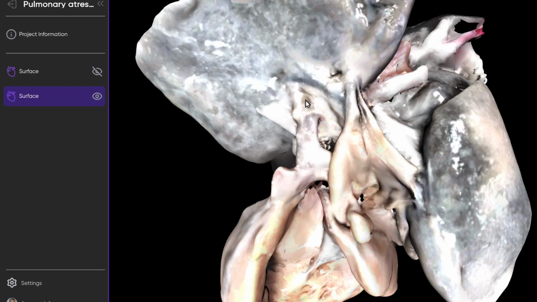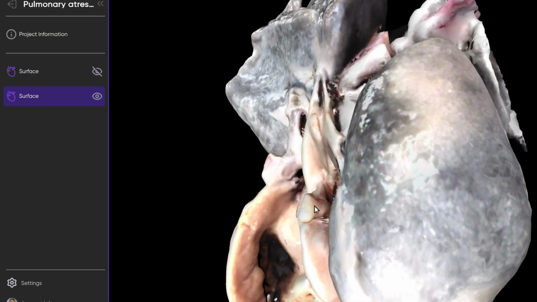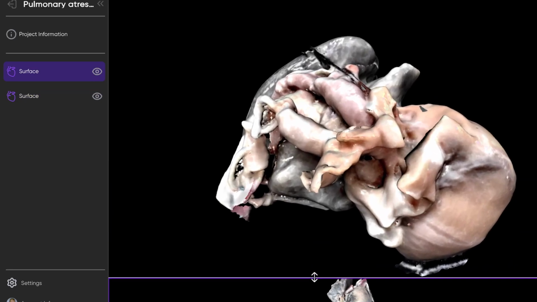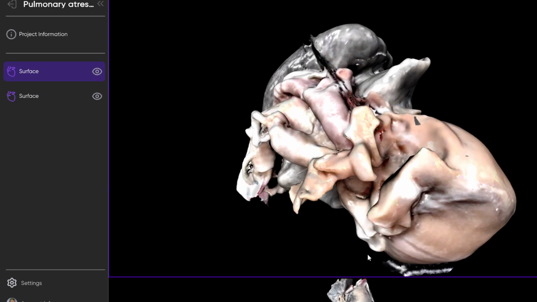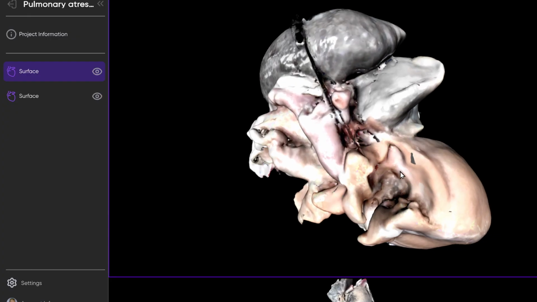So here's the left pulmonary artery, here's the right pulmonary artery, and then here are some of the pulmonary veins coming back to the right atrium, and here is the left atrial appendage. So a heart with pulmonary atresia, an intact ventricular septum with a hypoplastic tricuspid valve, and a hypoplastic bipartite right ventricle.